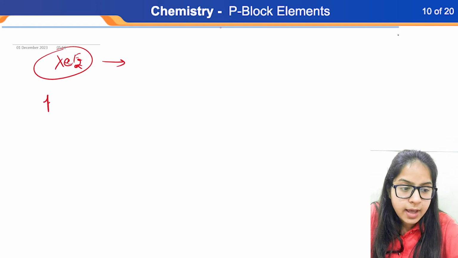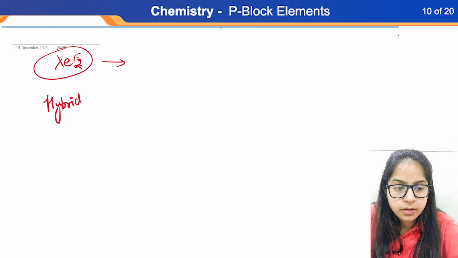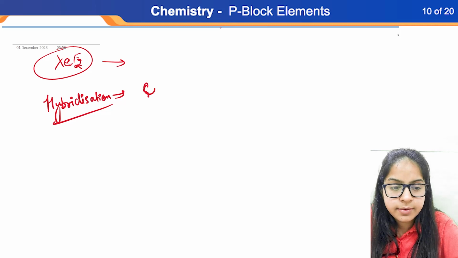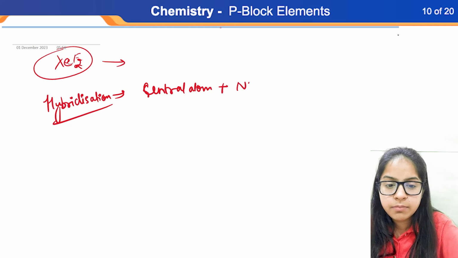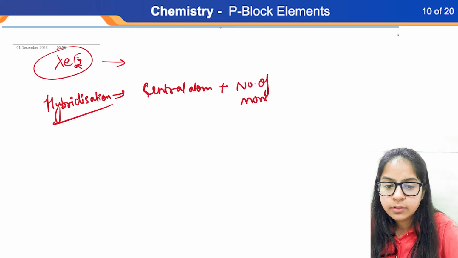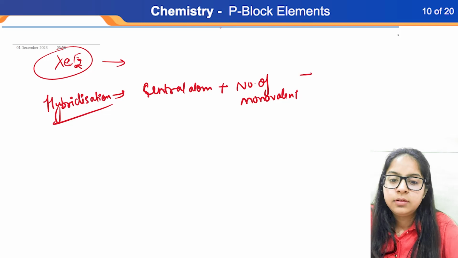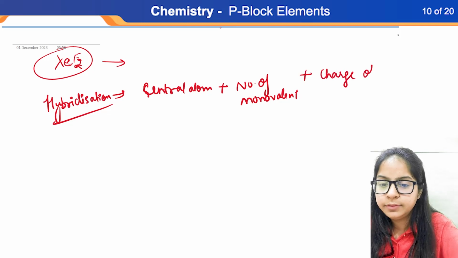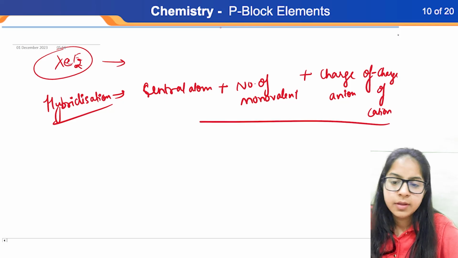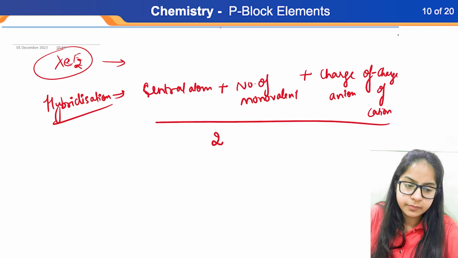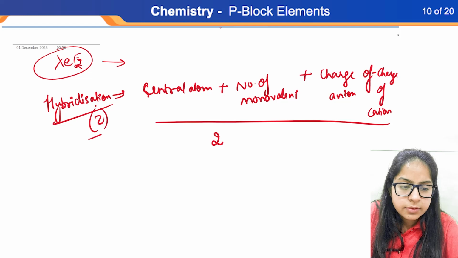So how can we calculate the hybridization? For calculating the hybridization, first you need to choose the central atom: number of valence electrons of the central atom, plus the number of monovalent atoms, plus the charge of anion, minus the charge of cation, divided by 2. This gives the Z value, the steric number.